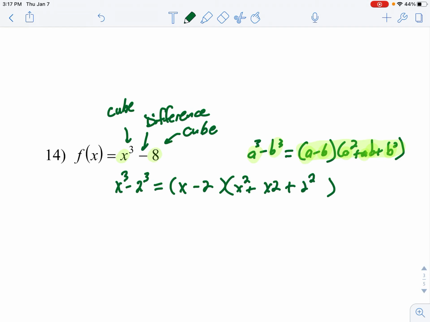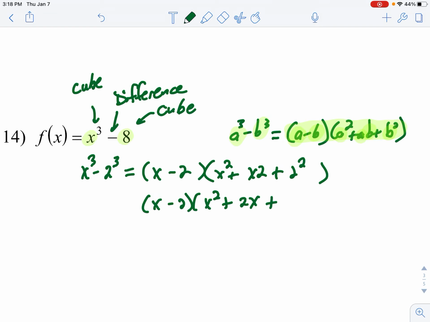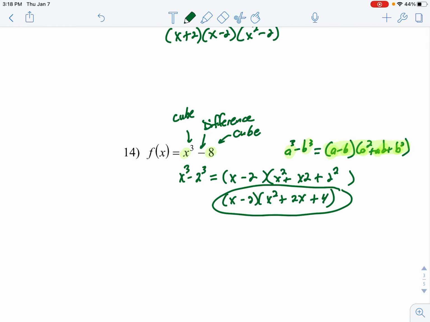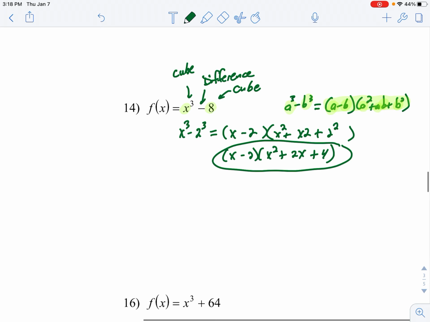Now this isn't the final answer. There's a little bit you can do to make this look more appropriate. For example, x2 isn't typically the way we write algebra. We'd write that 2x. And then 2 squared, everyone knows 2 squared is 4, so you simplify that. But this is the answer: x minus 2, x squared plus 2x plus 4.